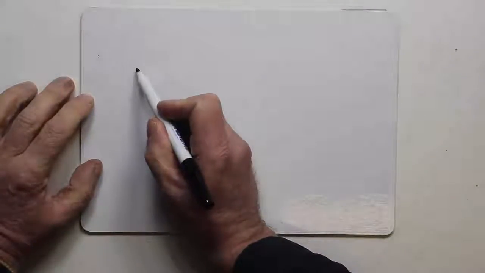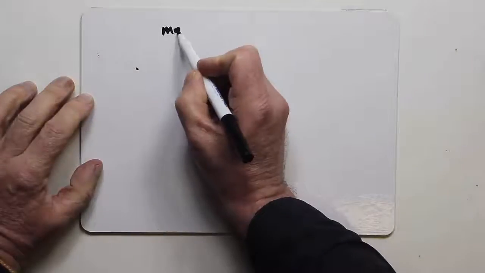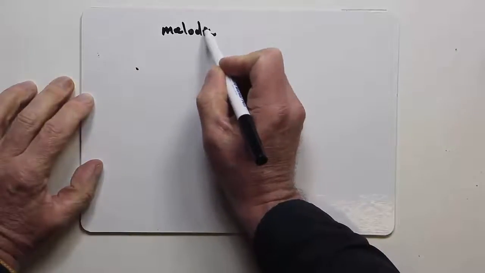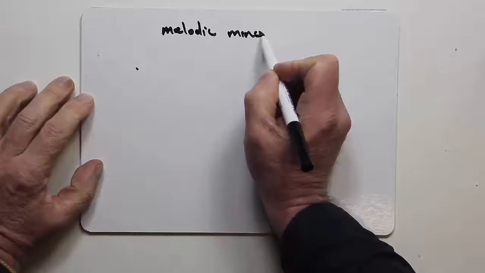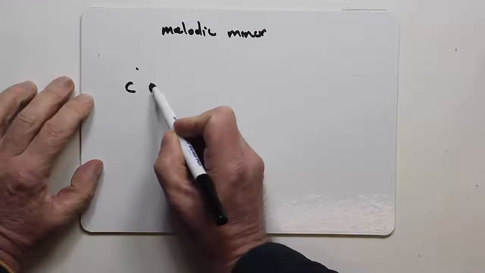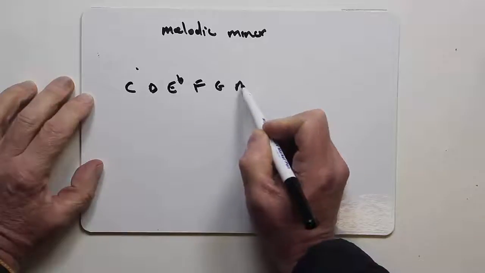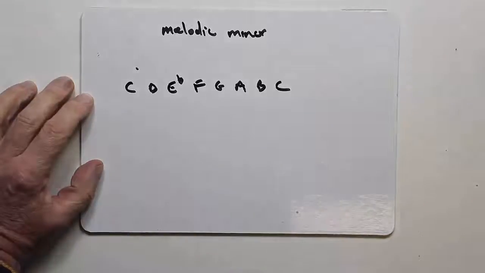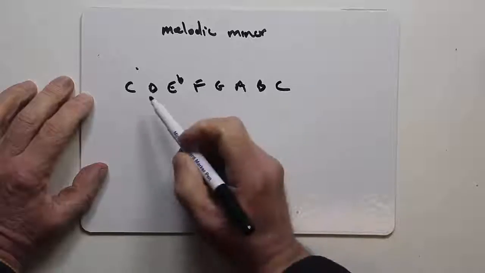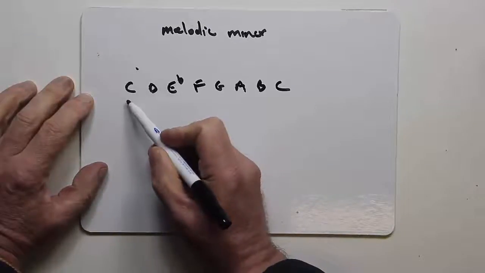Okay, so we're looking here at the melodic minor scale. So I'll just write it down. Melodic minor, C, D, E flat, F, G, A, B, C. So it's just the same as a major scale, except it's got a flat third.